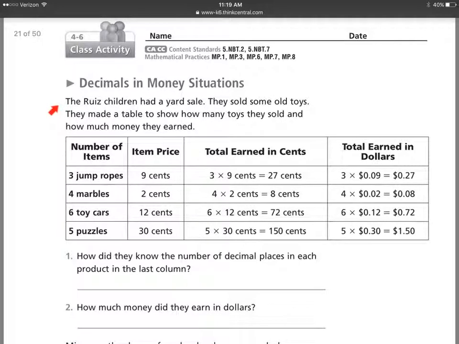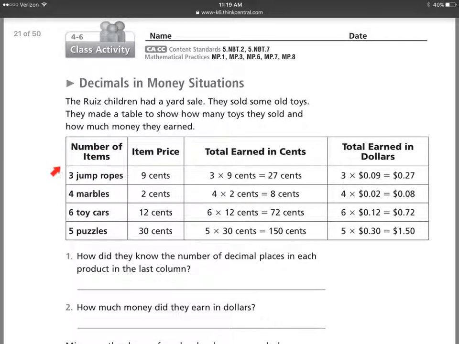It says the Ruiz children had a yard sale. They sold some toys. They made a table to show how many toys they sold and how much money they earned. Now, the first thing you want to do whenever you see a table like this is to go through and make sure you understand exactly what the table is telling you. And so I'll take a look at each column, all the headings in the columns.